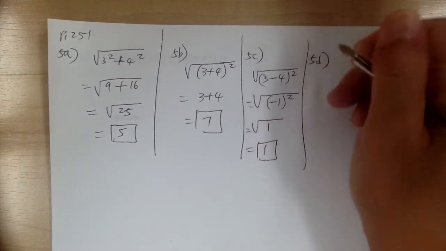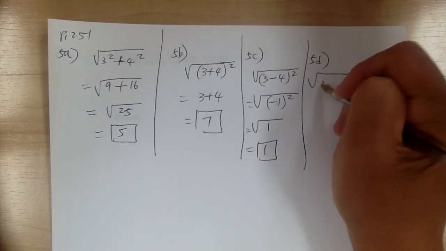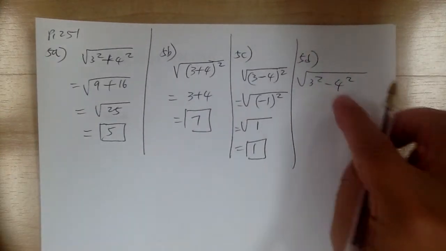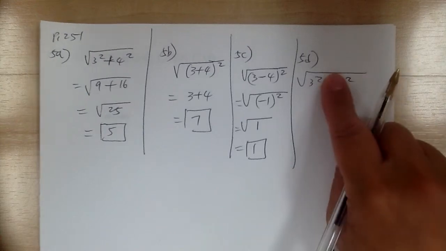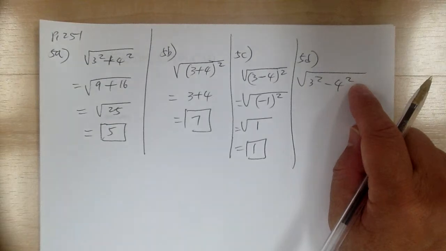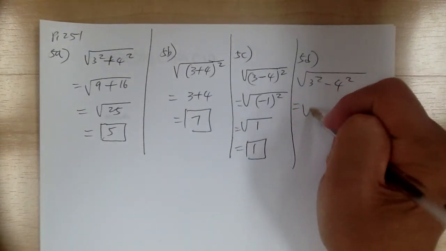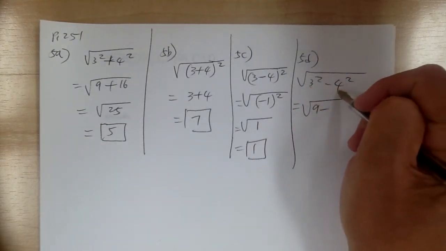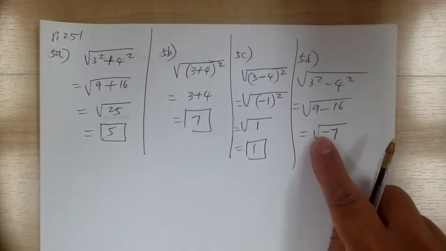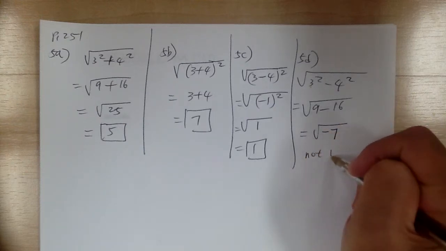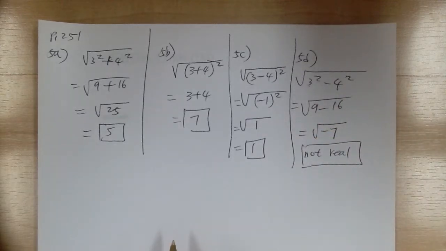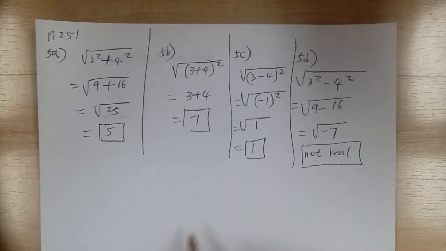Okay, so 5D, you have square root of 3 squared minus 4 squared. So again, with this one you cannot take it out. You cannot just let the square and square root cancel out, because these are terms. So you have to work through each one. So 3 squared is 9, and 4 squared is 16. So this is equal to square root of negative 7, and you got a negative inside the square root. So this is not real. So again, you got to watch what you're doing. Okay, let's go to number 7.